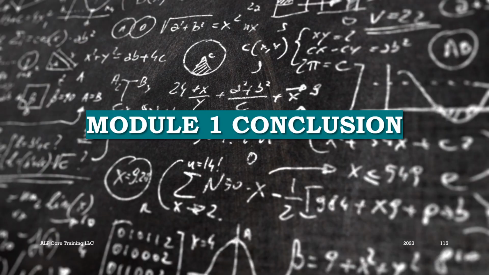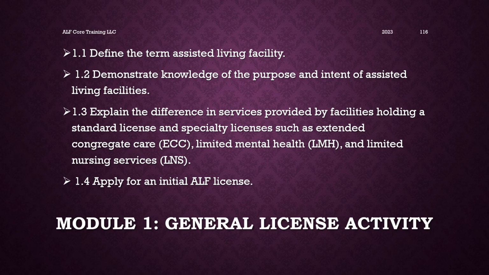Module 1 Conclusion. We defined the term assisted living facility and demonstrated knowledge of the purpose and intent of an assisted living facility. We explained the difference in services provided by facilities holding a standard license and specialty license, such as extended congregate care, ECC, limited mental health, LMH, and limited nursing services, LNS. We also went over how to apply for an initial ALF license.